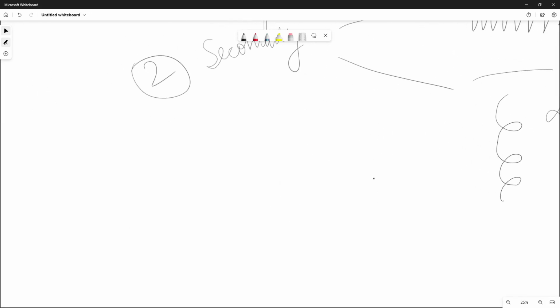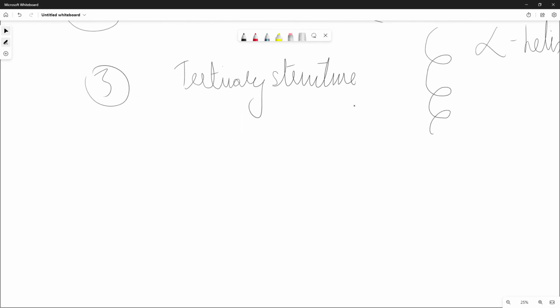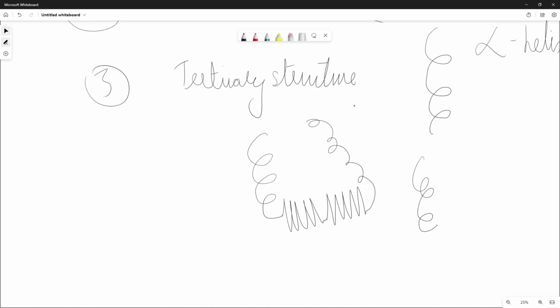Then we have the tertiary structure, which is basically how these structures interact with each other. So basically there could be a helix, then a beta pleated sheet, then one more beta pleated sheet, and then an alpha helix structure. Whereas in another protein we could have an alpha helix, then another alpha helix, I'm really sorry for the drawing, another alpha helix, and then two beta pleated sheets.